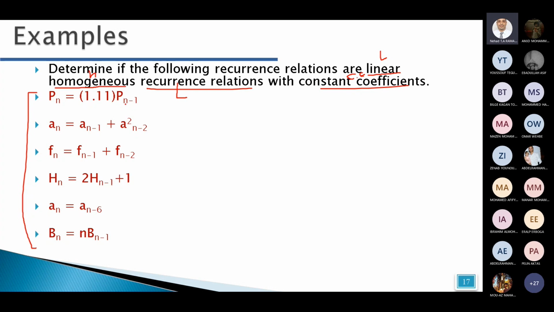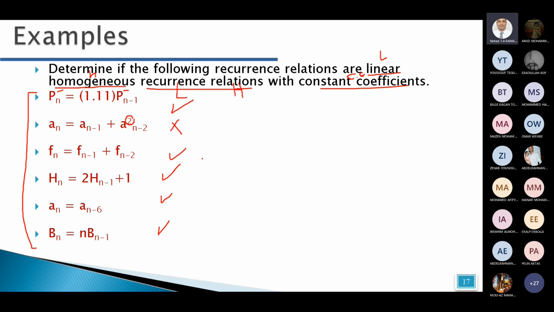This one is linear. Do we have any power here? No, so it's linear. This one is not linear. Why? Because we have power 2. So this one is not linear. This one is linear because we don't have any power. This one is linear because we don't have any power. This one also linear, we don't have any power. This one also linear. Okay, now let's speak about homogeneous.